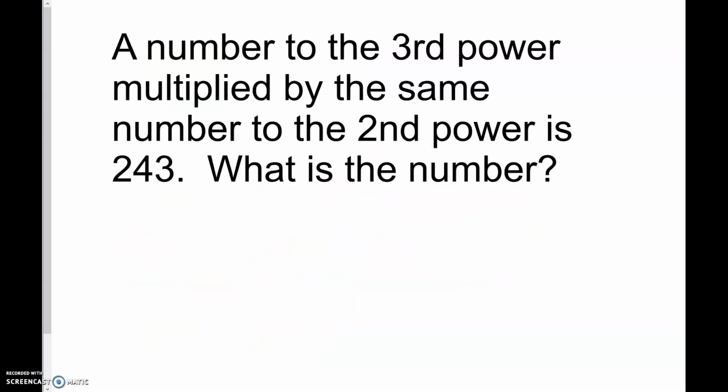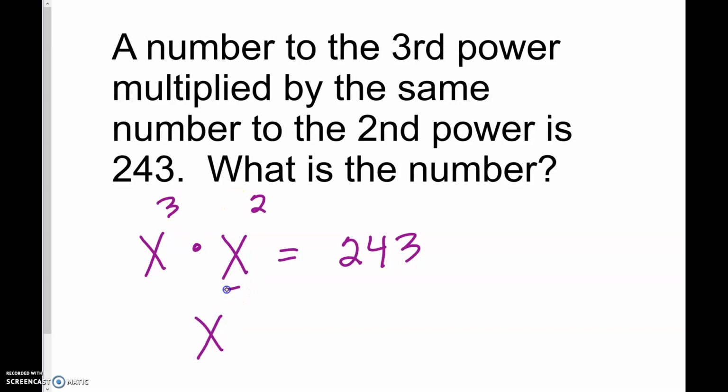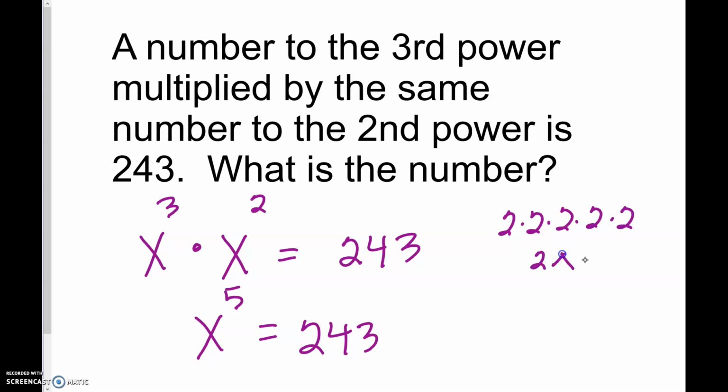All right, stop this and give it a chance. We have a number, and we don't know what the number is. Some number to the 3rd power is multiplied by the same number to the 2nd power, and we end up with 243. So what number to the 5th power gives you 243? Try 2 times 2 times 2 times 2 times 2, just do 2 caret 5. Do you get 243? Nope, that's only 32.